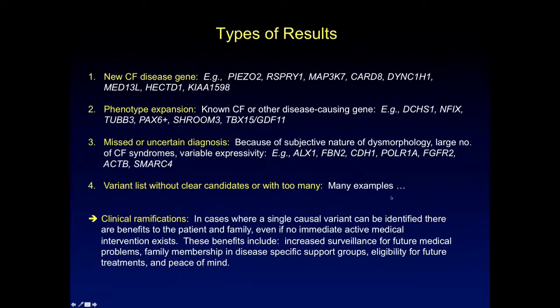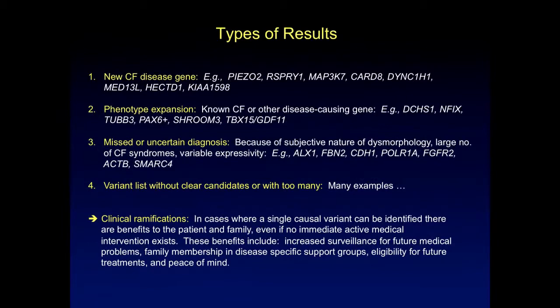And then, of course, we have another fraction that we don't solve. So basically, the way to think about this is we have about a third of the ones we can solve are new craniofacial disease genes. Another third are phenotype expansions of known disease-causing genes. Another third basically are just because of the variable expressivity of known phenotypes, and then there's some that we don't solve.